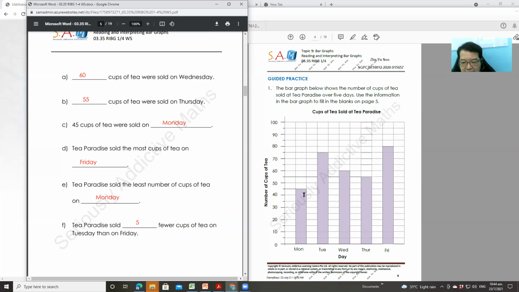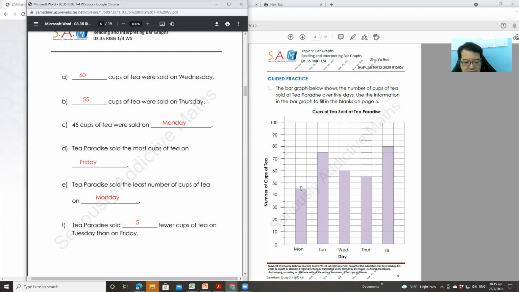Let's look at 45. Use a ruler. 45 would be here, right? And that is Monday. Okay. Tea Paradise sold the most cups of tea on, let's look for the longest bar, Friday. Right? Tea Paradise sold the least number of cups of tea on, let's look at the shortest bar, and that's Monday.